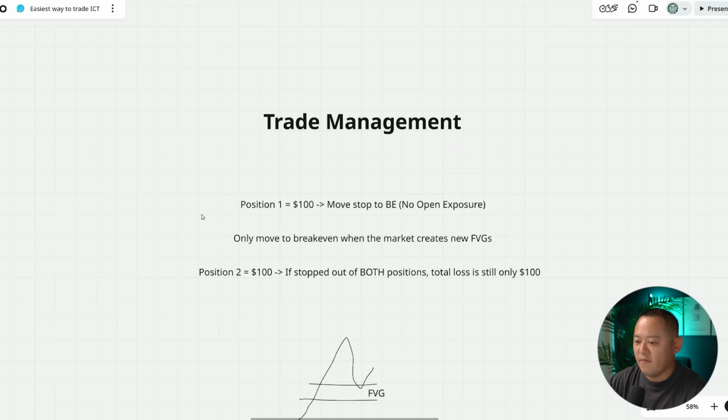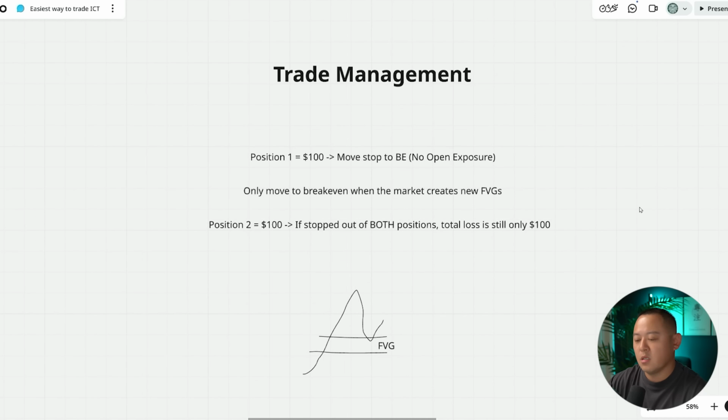Let's just say, for example, my first position is going to be $100 of risk. If I'm able to move my stop to break even, that means this $100 risk is no longer on the table. And I'm only moving to break even when the market creates a new fair value gap. Very important. Position 2 is then $100. So if I get stopped out on both positions, because this one is at break even, my total loss will only be $100.